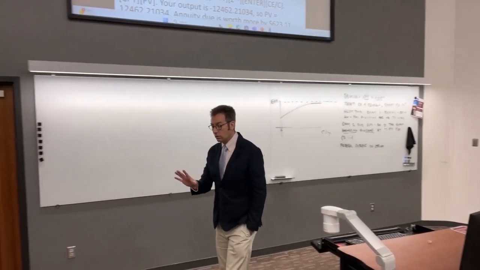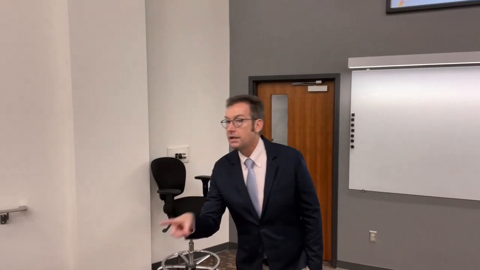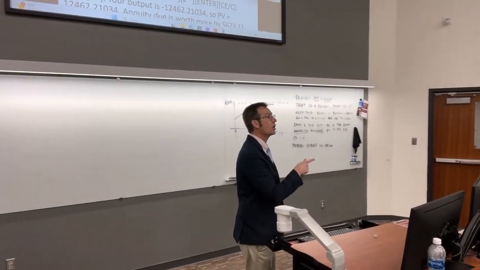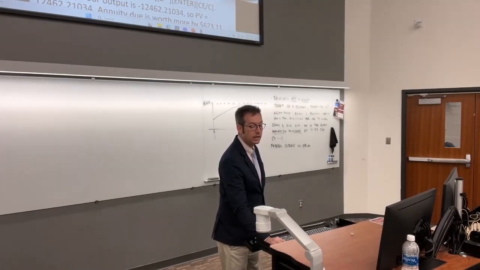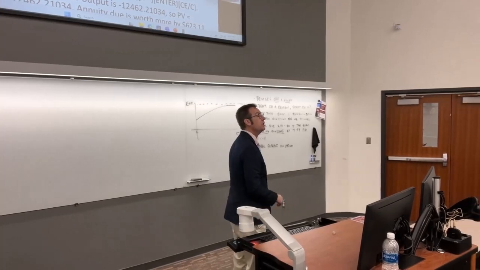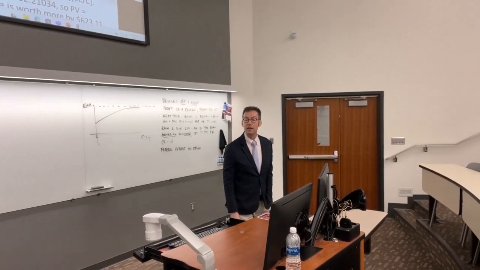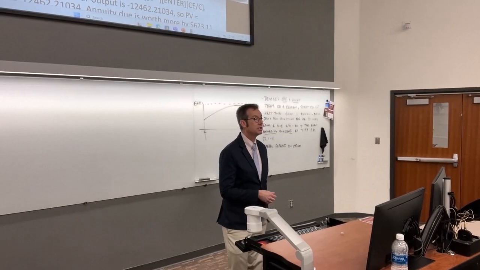Now, here's the cool thing. First of all, we notice it's a smaller number as we predicted. The second thing is this already has a negative sign on it. In order to subtract it from the other thing we have, all I have to do now is say plus recall 1 equals. That tells me that the annuity due is worth $623.11 more than the ordinary annuity. We knew it would be worth more, we just didn't know how much.